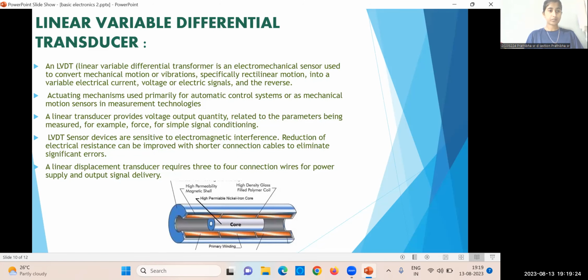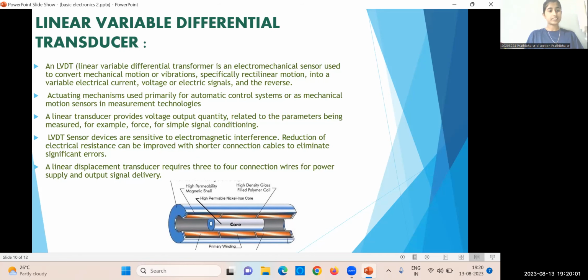Let us see the meaning of linear variable differential transducer. An LVDT is an electromechanical sensor which is used to convert mechanical motion or vibration, specifically rectilinear motion, into a variable electrical current, voltage, or electric signal, and the reverse. Actuating mechanisms are used primarily for automatic control systems or as mechanical motion sensors in measurement technologies.